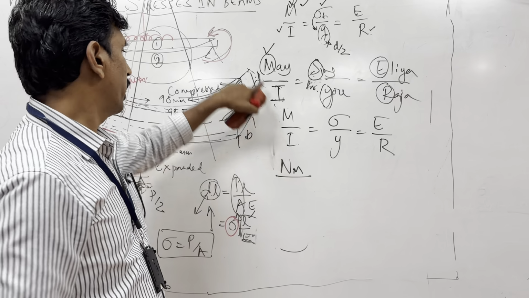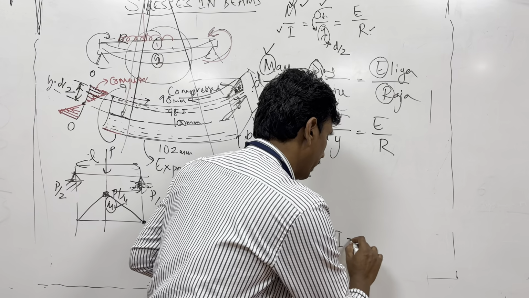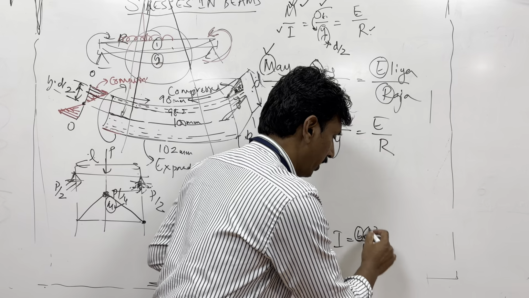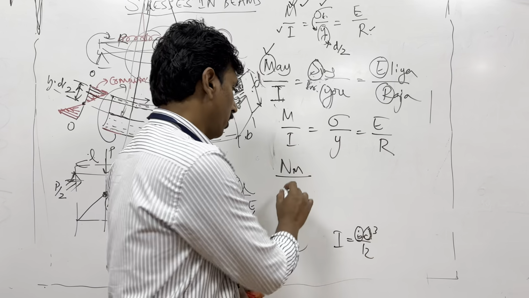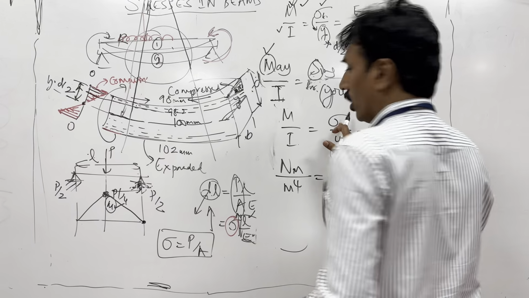Here I said I is equal to BD cube by 12. So here B is meters, D is meters, meter into meter to the power of 3, it becomes meter to the power of 4. And here, what is the unit of stress?